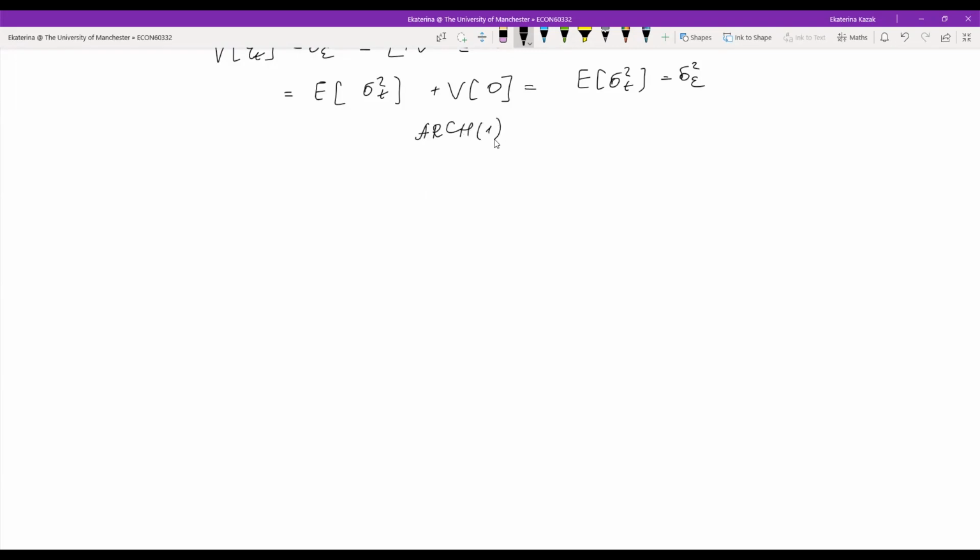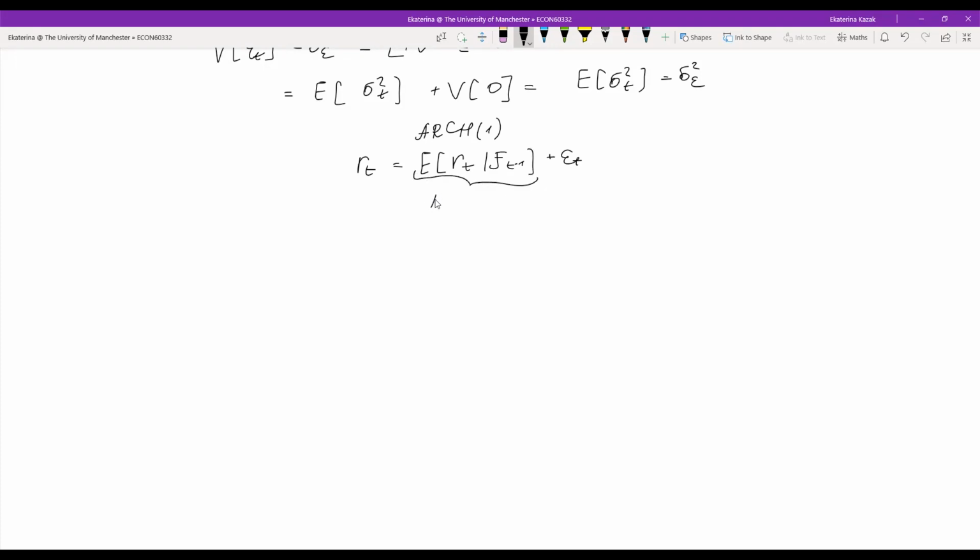We now assume some structure onto sigma squared t. So imagine that your daily return process is given by some conditional expectation of this return process plus epsilon t.